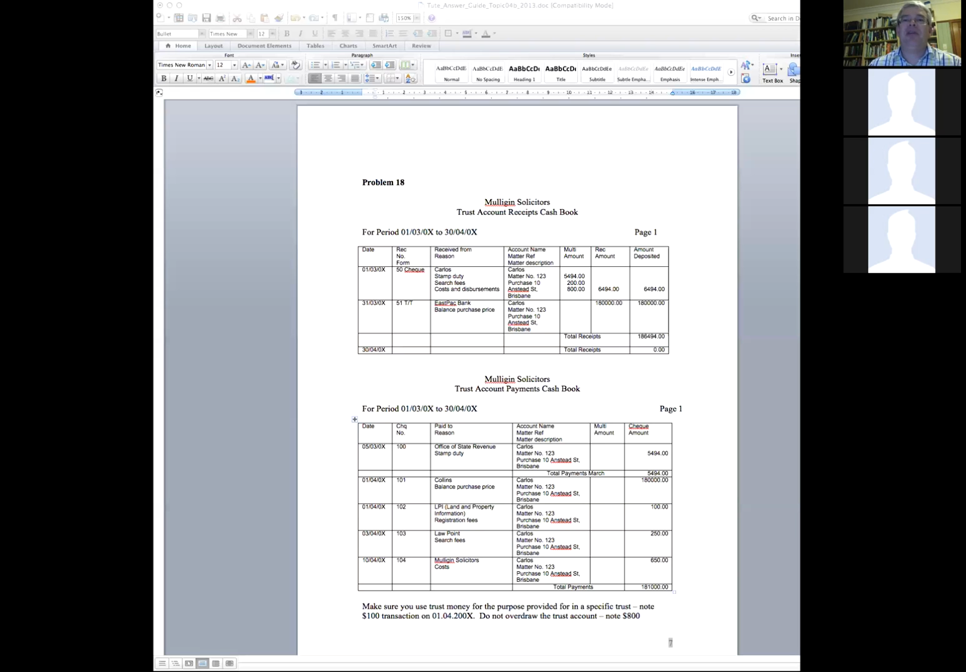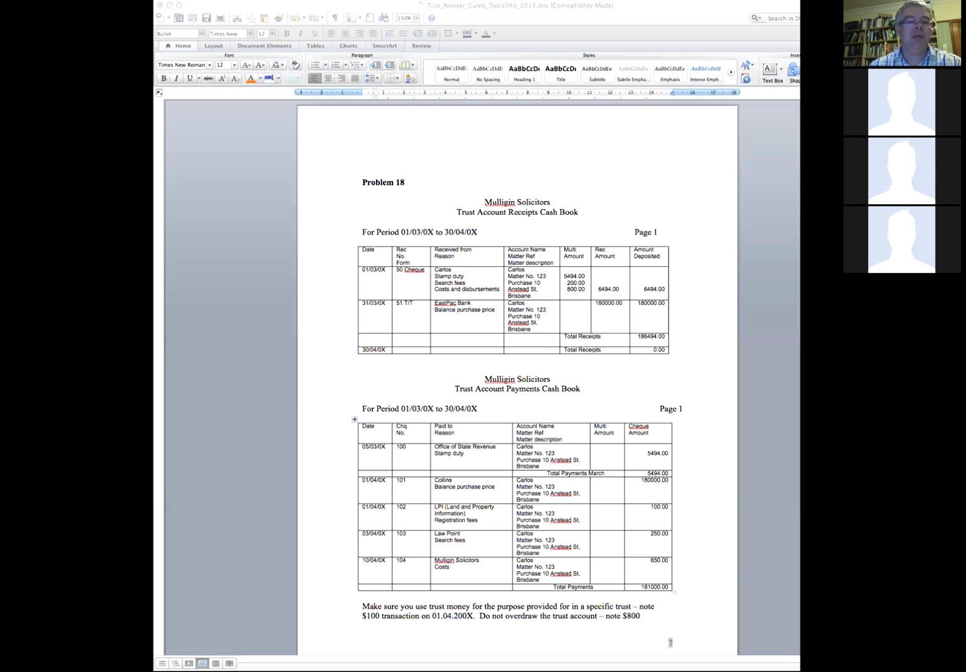Okay, we'll go on. So the next transaction is on the 5th of March. This time we've got a situation where you're asked to draw a trust account cheque in favour of the Queensland Office of State Revenue for $5,494 to pay the stamp duty on the contract of sale.